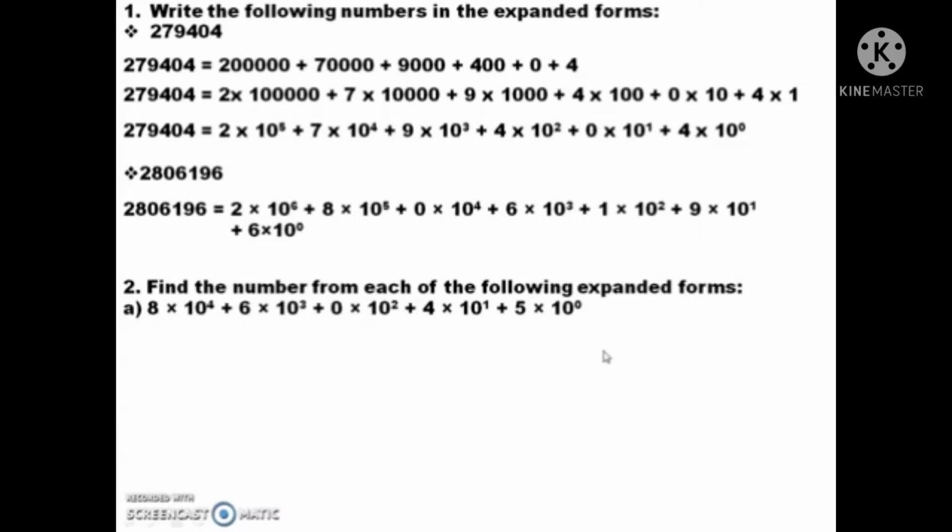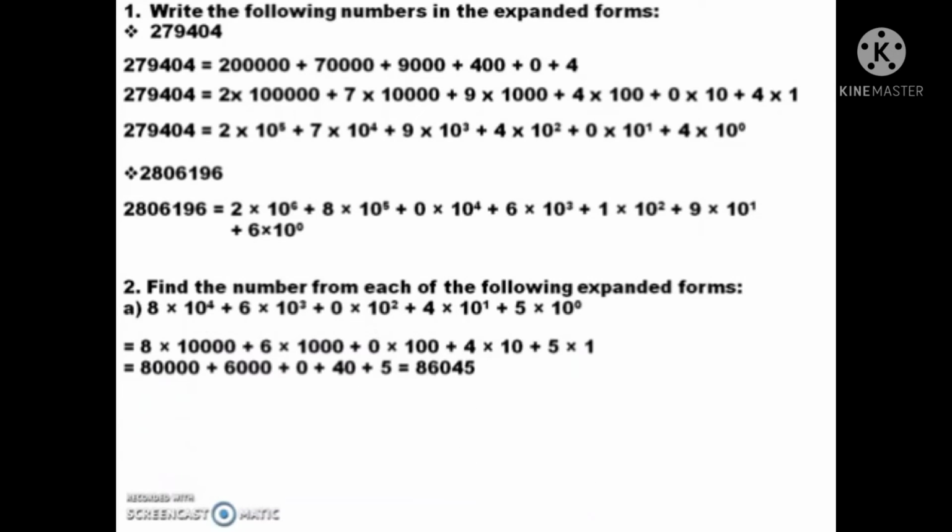Students, when you are getting such an expanded form, the first thing that you should check is whether all the numbers are in the sequence 4, 3, 2, 1, 0. If any of the numbers in the exponent is missing, that will be a 0 in your number. In this question, you don't have anything missing, so you can write the number directly. That is 8, 6, 0, 4, 5. What is the number? 8, 6, 0, 4, 5.